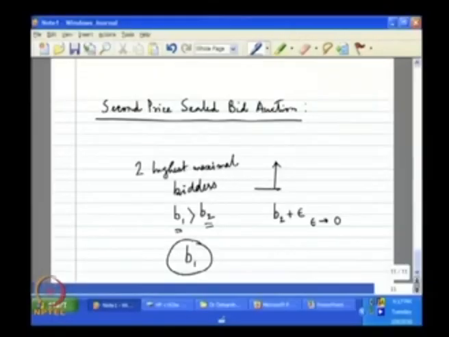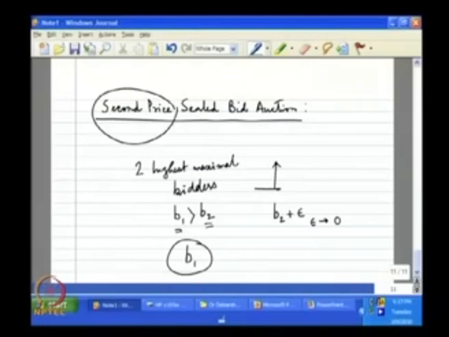Nevertheless, the auctioneer, when he receives all these bids from the players, picks up the bid which is the highest and decides that this player who has submitted the highest bid will get the object, but he will not pay the price that he has bid. He will pay the price of the highest of the other players other than him, and that is why it is called second price auction, not the first price but the second price. And it is sealed bid because I do not know the bid submitted by other players.